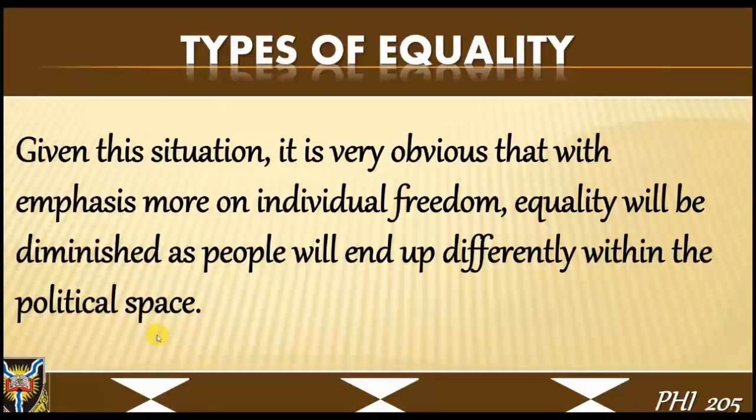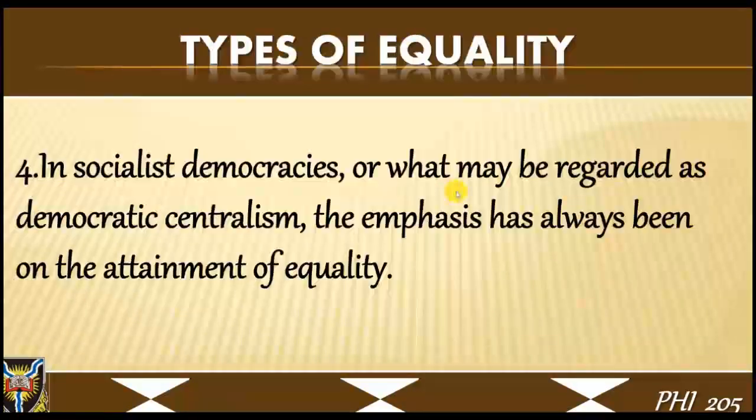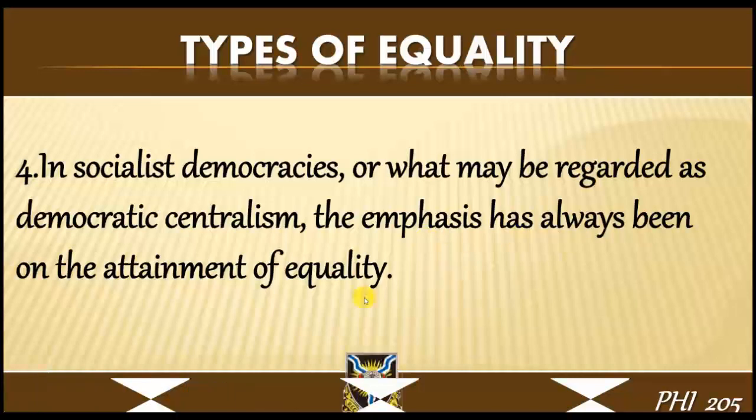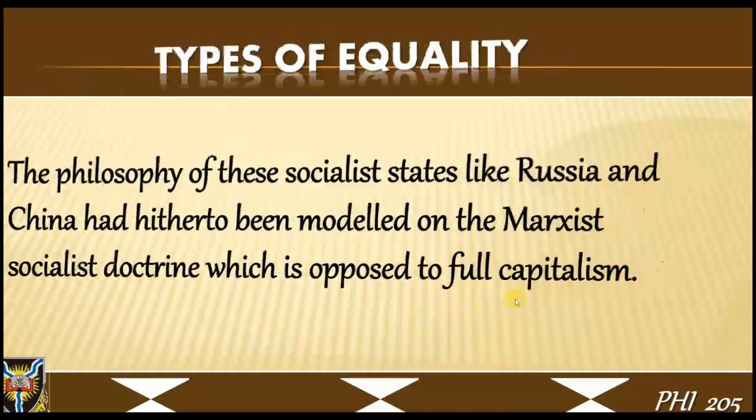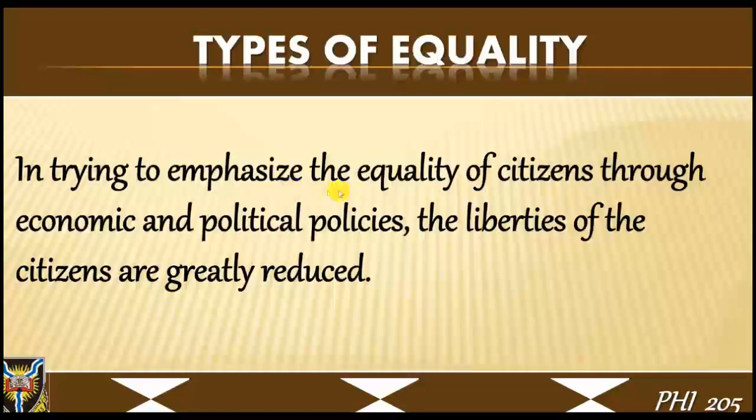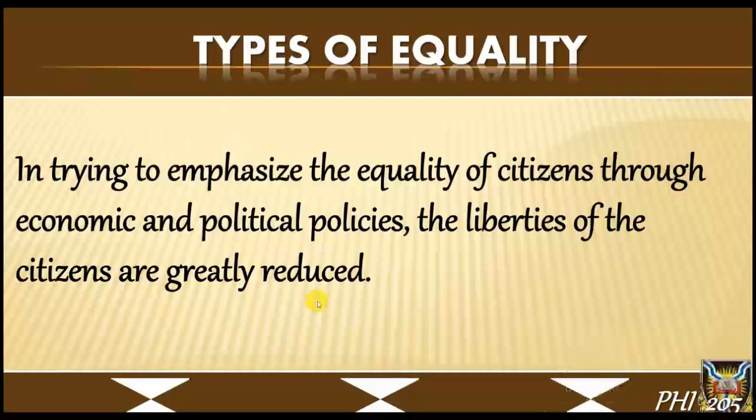In socialist democracies, or what may be regarded as democratic centralism, the emphasis has always been on the attainment of equality. The philosophy of these socialist states like Russia and China had to be modeled on the Marxist socialist doctrine, which is opposed to full capitalism. In trying to emphasize the equality of citizens through economic and political policies, the liberties of the citizens are greatly reduced.